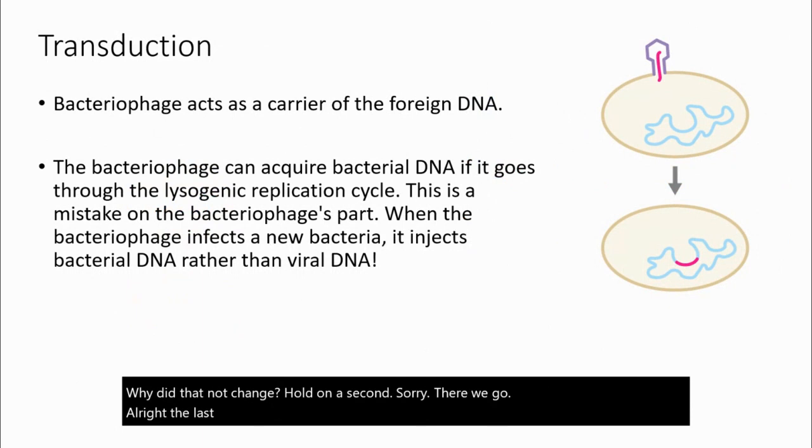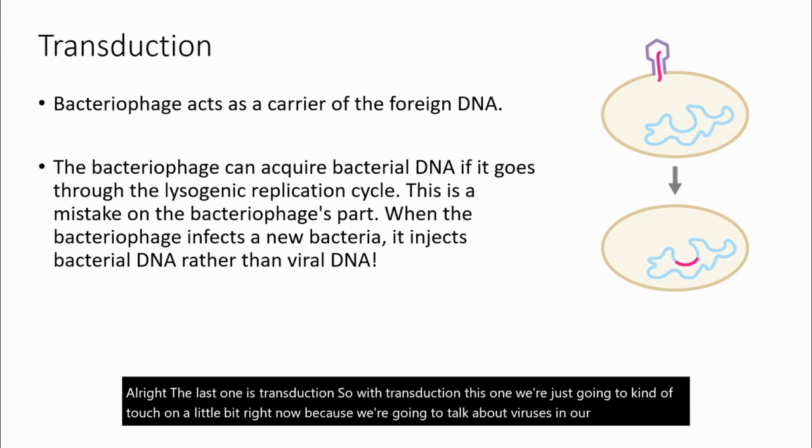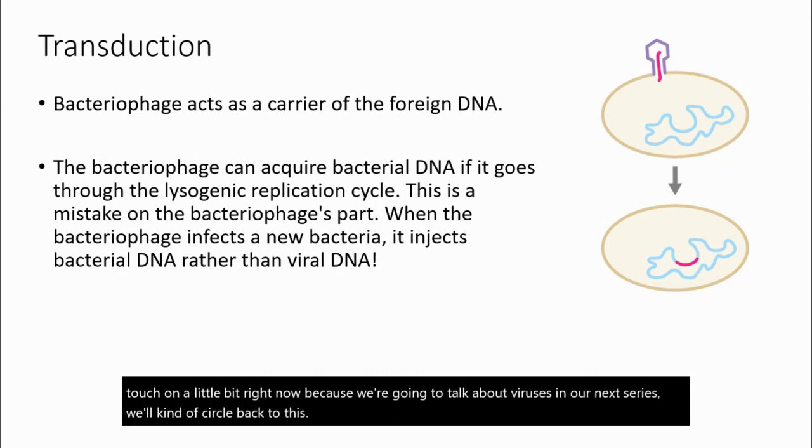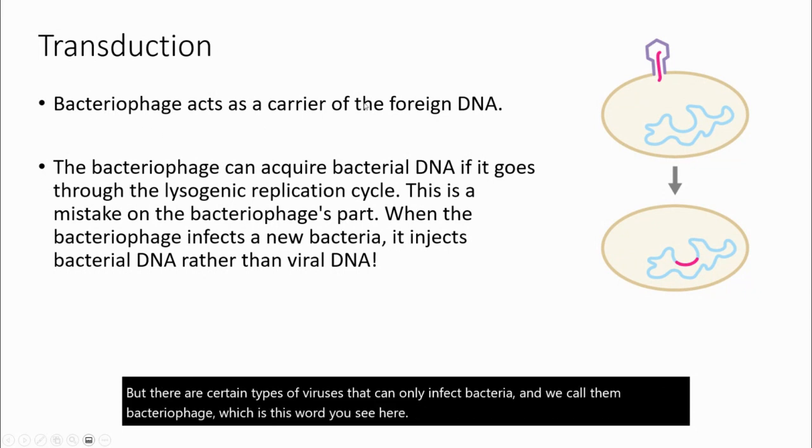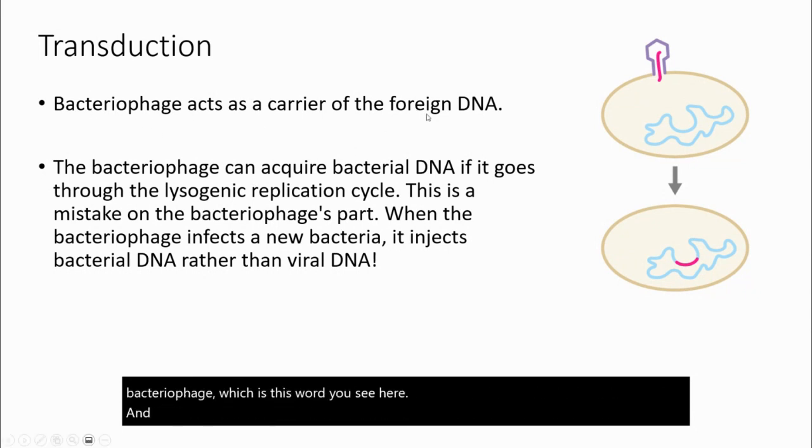All right, the last one is transduction. So with transduction, this one we're just going to kind of touch on a little bit right now because we're going to talk about viruses in our next series. So we'll kind of circle back to this. But there are certain types of viruses that can only infect bacteria, and we call them bacteriophage, which is this word you see here. And so viruses contain genetic material and a little protein coat that protects the genetic material.